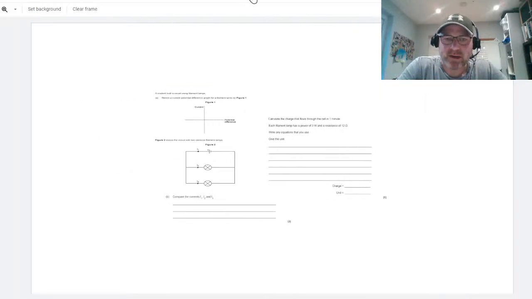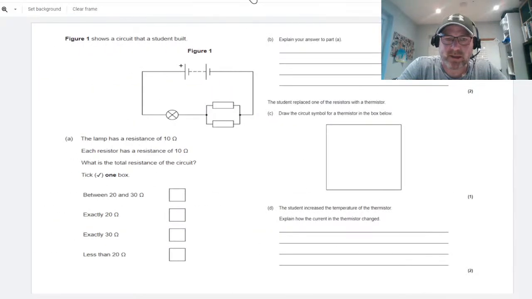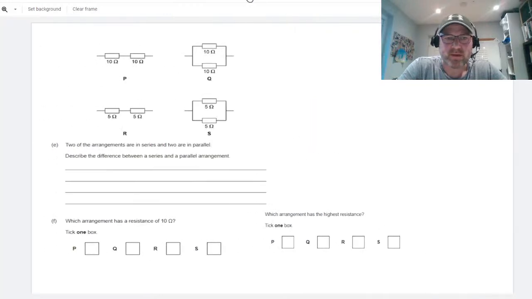Let's do some circuits. Disgusting circuits. Oh, that's a bit hideous. Do I really want to go?